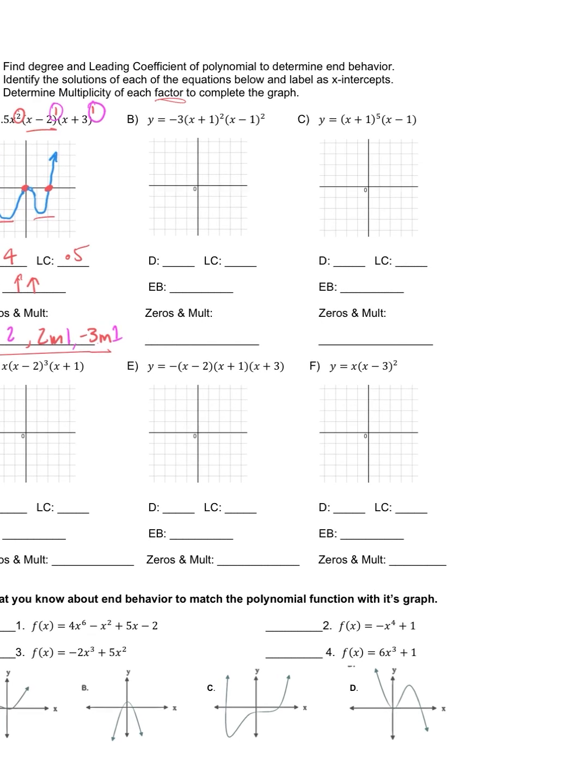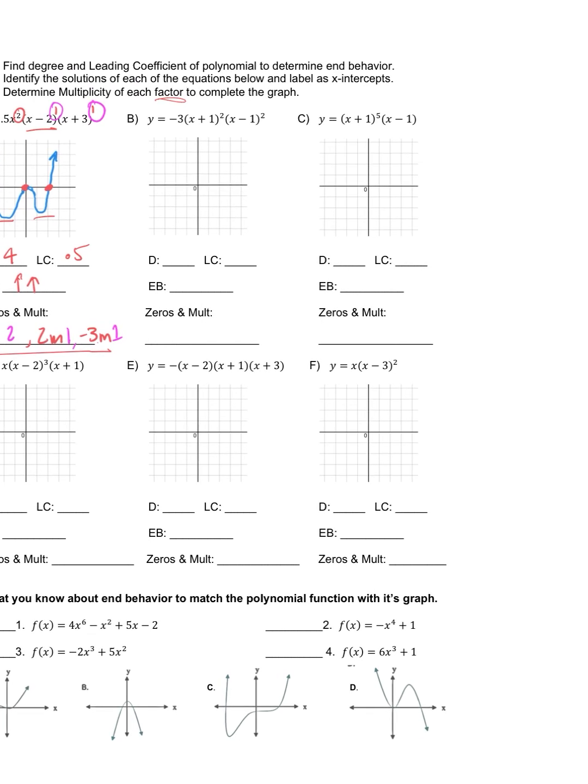All right, so let's figure out our degree. We have a 2 and a 2, so we know that's a 4. Leading coefficient's a -3. So since it's negative, the end behavior is going to be down, down, because it's even.